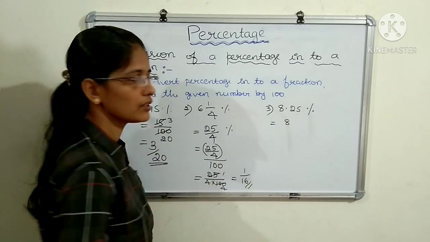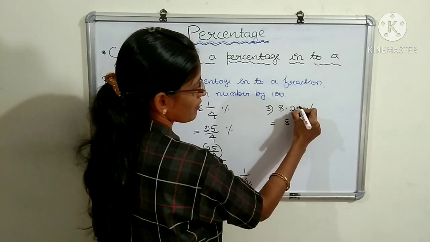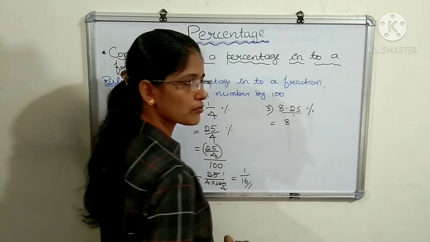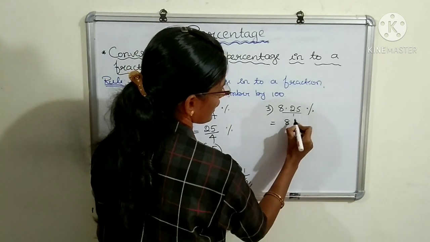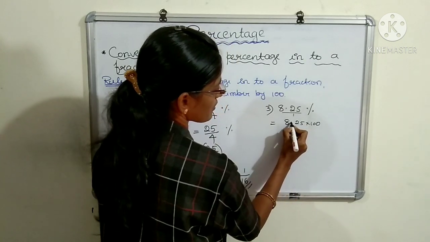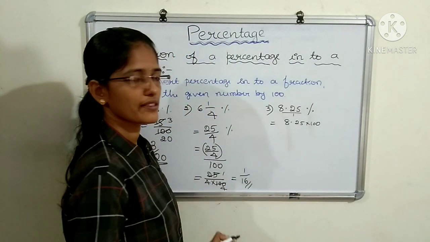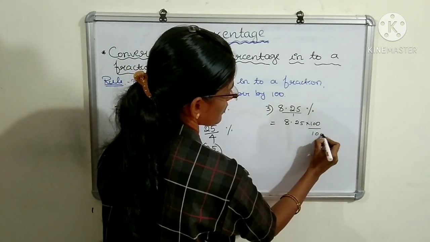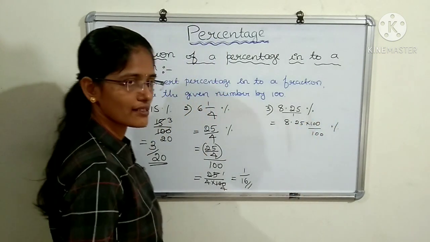How will you remove it? Just multiply both numerator and denominator by 100. Here the denominator is 1. So 8.25 into 100. After the decimal point there are 2 places, so to remove this point, multiply and divide by 100. The percentage symbol I will keep as it is.